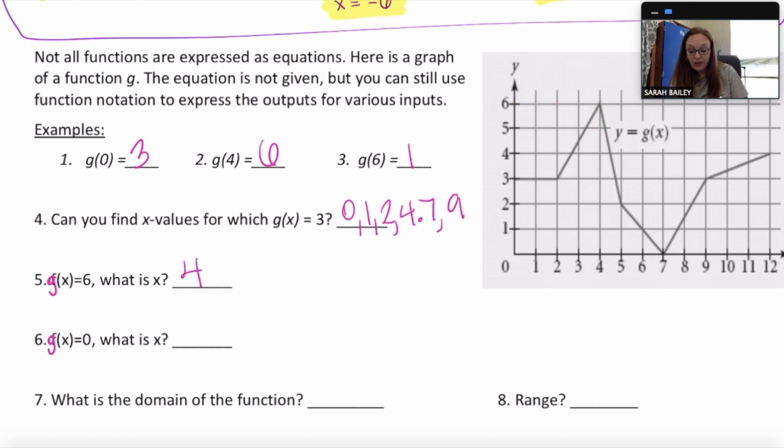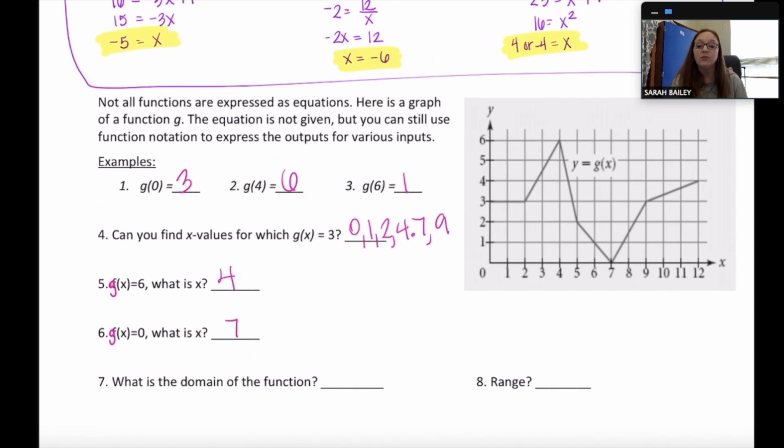Okay, let's do it again. This time, if g of x is 0, what is x? So find 0 on the y-axis, which is right here. And I'm going to move over to the right until I hit my graph. And I hit my graph right here, that bottom point, at 7. So that's going to be a 7.